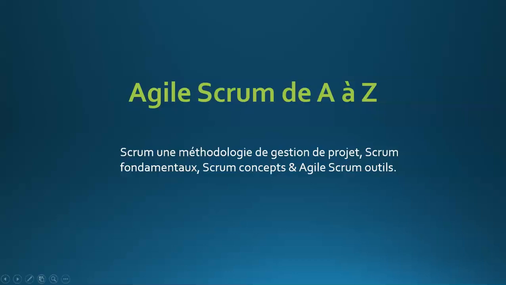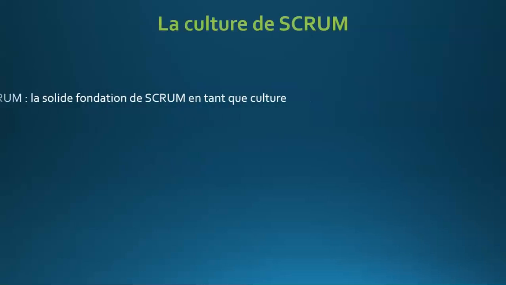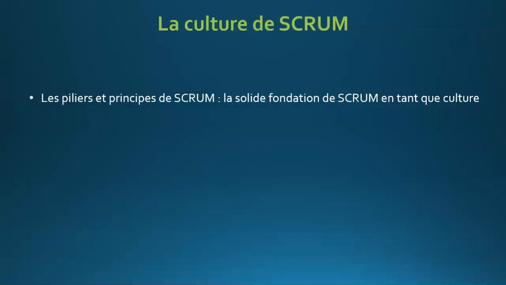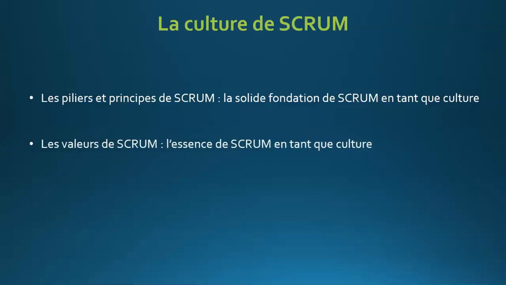Hello, we meet again for this new video for the continuation of the course on Agile Scrum from A to Z. It's a project management methodology and we will see its fundamentals, concepts and tools. For the second chapter, we will see the culture of Scrum. We'll start by looking at the pillars and principles of Scrum, a solid foundation as a culture. We will then look at the values of Scrum, the essence of Scrum as a culture, and we will finish with the aspects and strengths of Scrum.